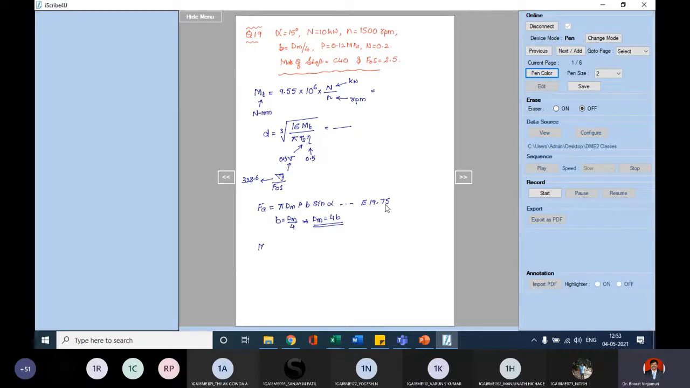Then go for torque MT: mu FA dm by 2 sin alpha. Here also use the same relation. In such cases you will be able to find FA and the value of B. Once you get B, because torque you have already found, now you will find these values. Other equations you will use: D1 is equal to dm minus B sin alpha, and D2 is equal to dm plus B sin alpha. Then design the clutch and finish it off. Write out the value of D1, D2, dm, B and FA. This is how we will solve the problem.